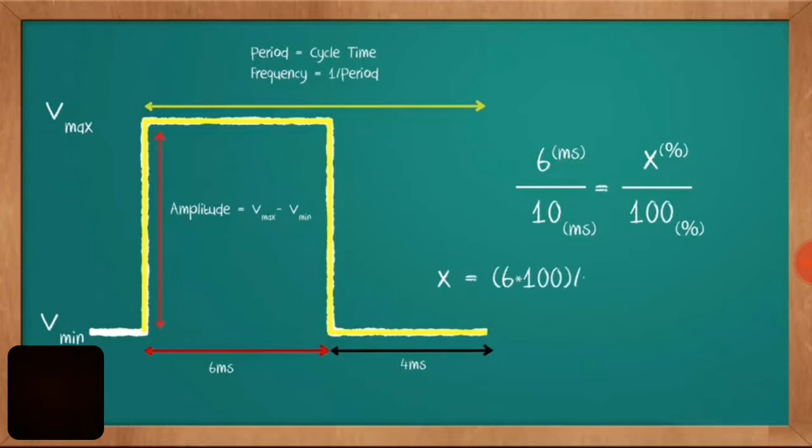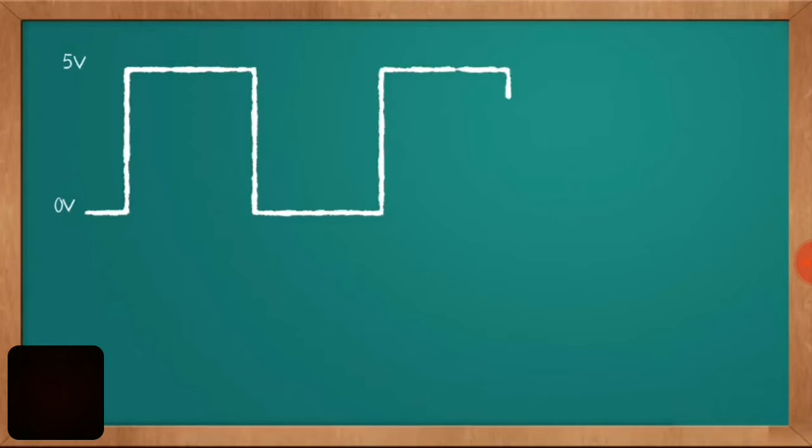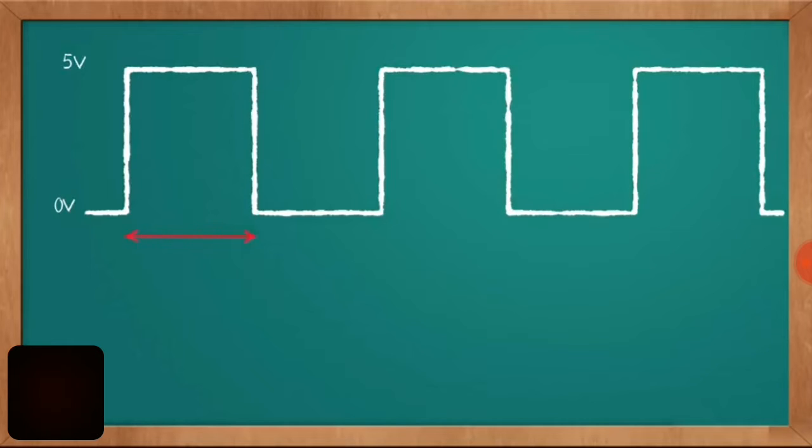If you solve this, you'll see that you get 60%, meaning that the signal is high 60% of the time. Let's imagine a PWM signal that oscillates between 0 and 5 volts. Let's say this signal has a duty cycle of 50%.